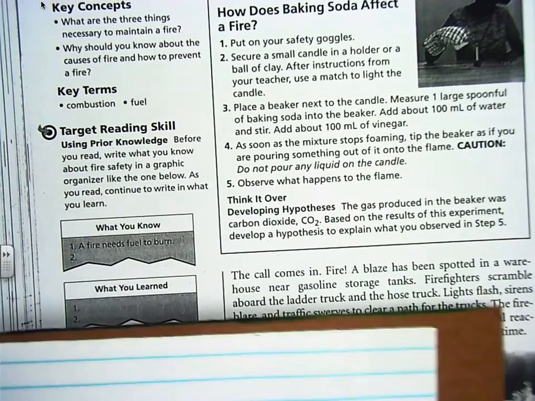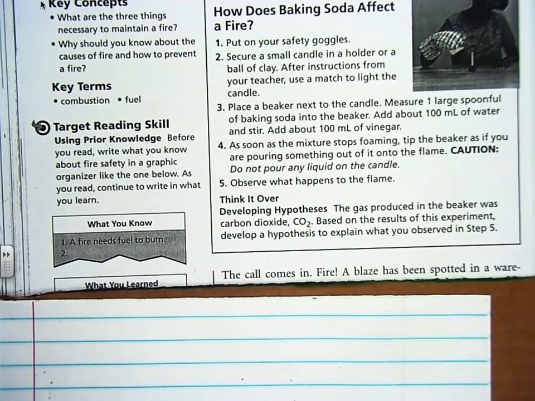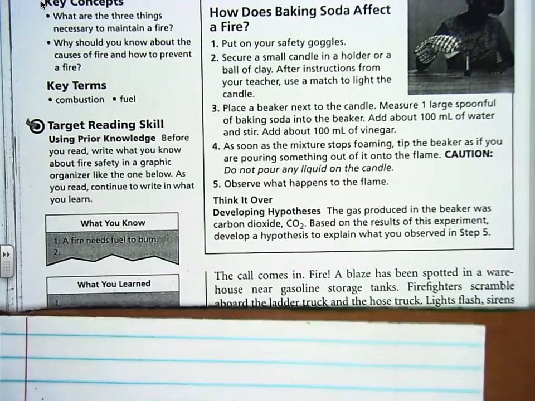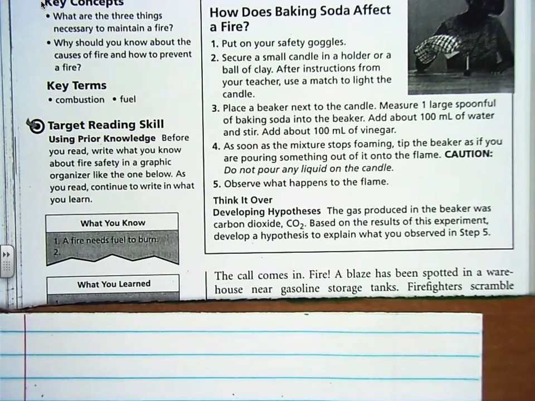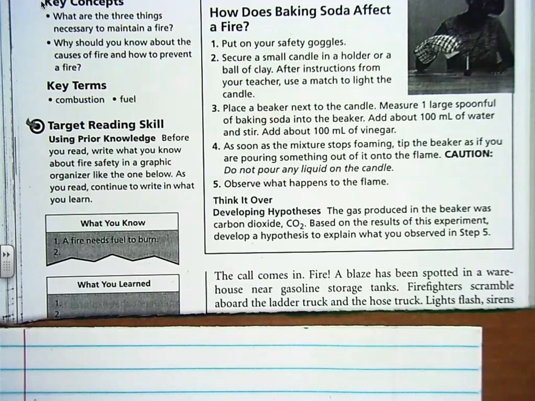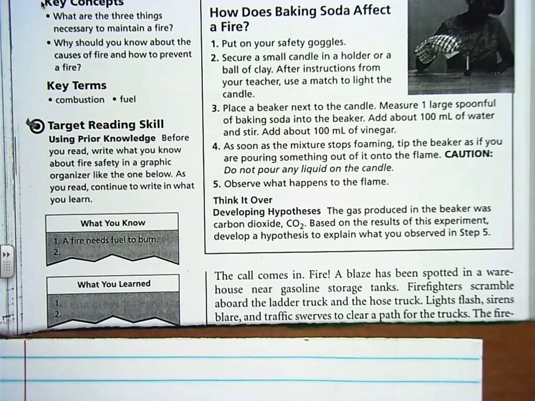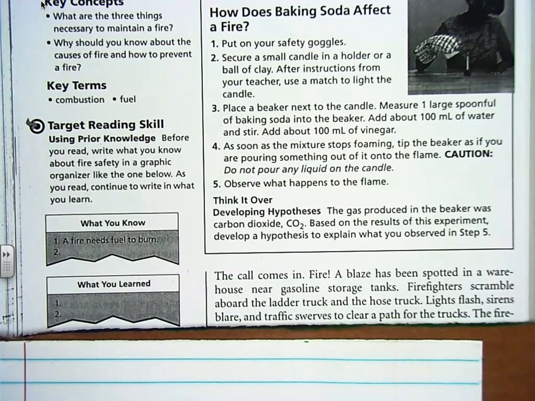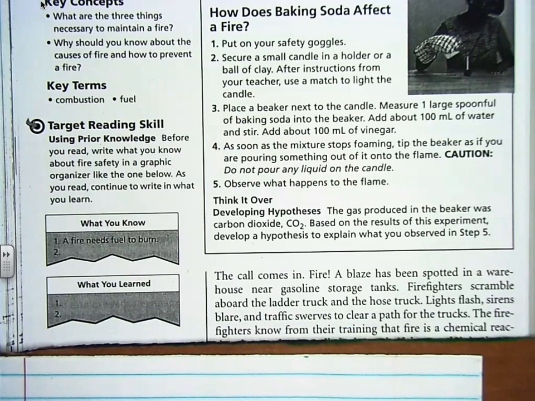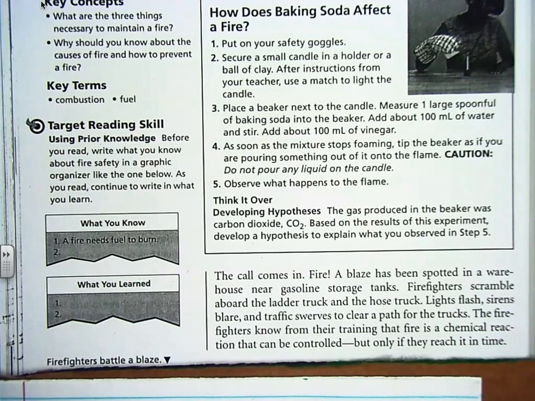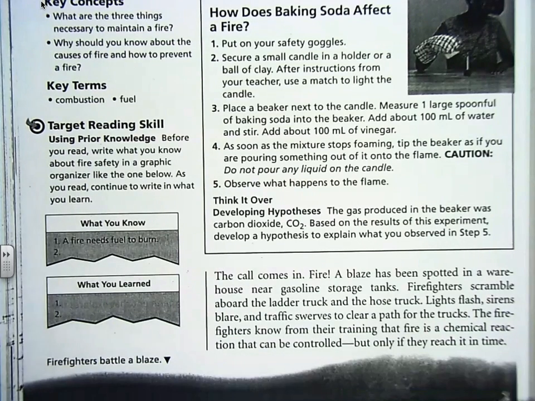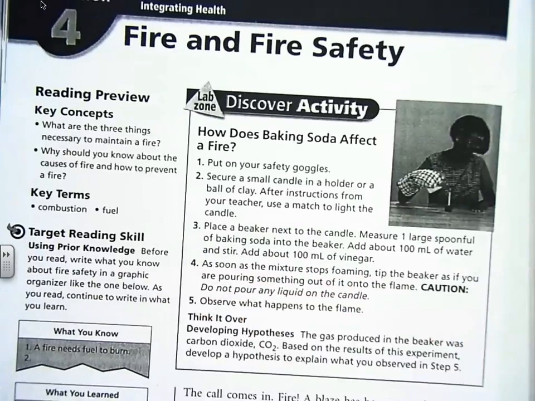The call comes in. Fire! A blaze has been spotted in a warehouse near a gasoline storage tanks. Firefighters scramble aboard the ladder truck and the hose truck. Lights flash, sirens blare, and traffic swerves to clear a path for the trucks. The firefighters know from their training that a fire is a chemical reaction that can be controlled, but only if they reach it in time. Dun dun dun.